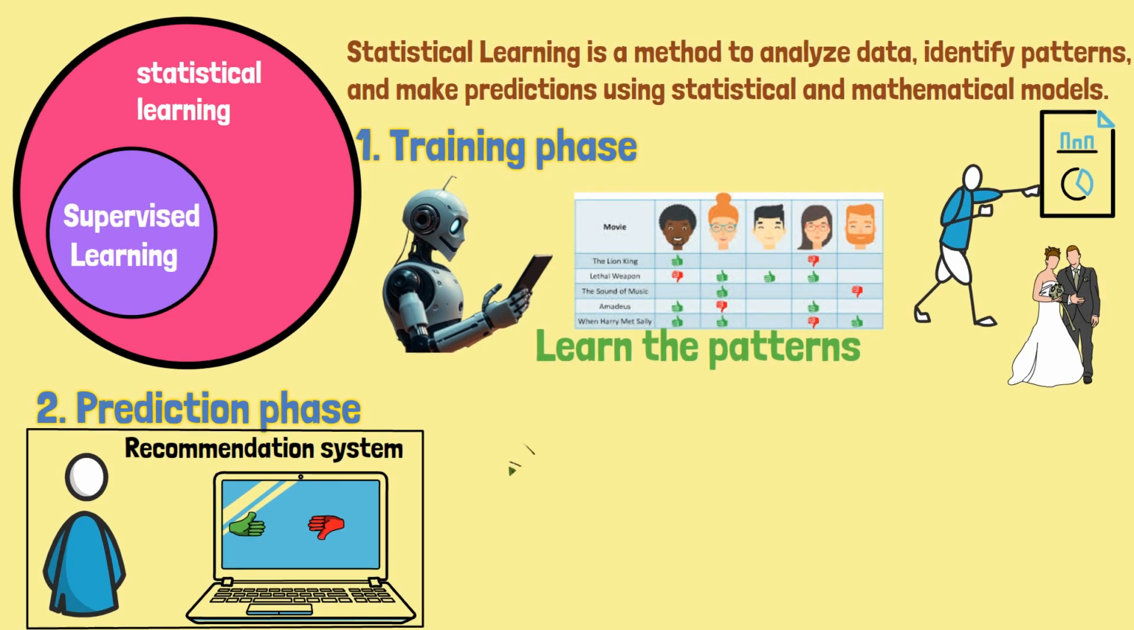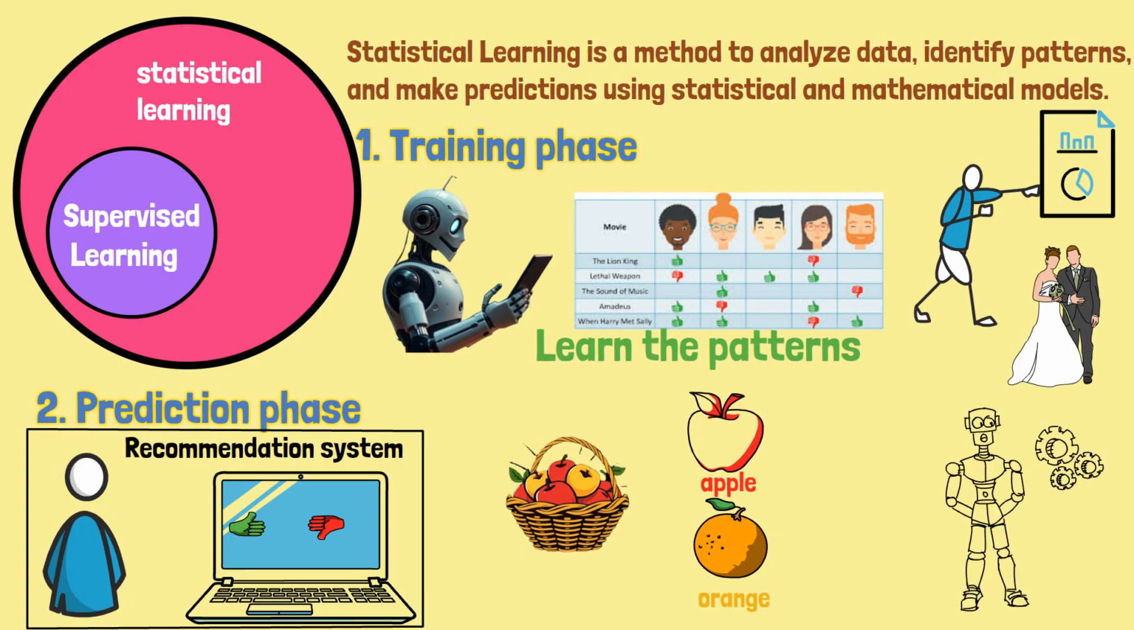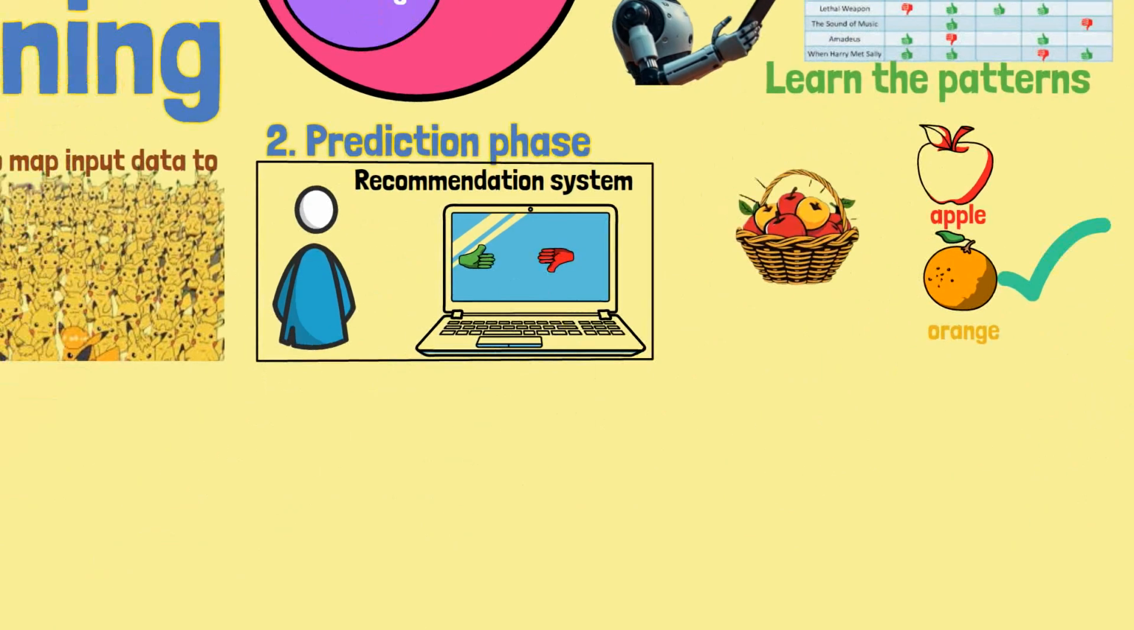Let us take an example. Imagine you have a basket of apples and oranges. To teach a computer to tell them apart, you show it pictures of apples and oranges, each labeled with its name. Over time, the machine learns that apples are round and red, while oranges are slightly rough and orange. Later, when you show it a new fruit, the machine can confidently say, that's an orange.